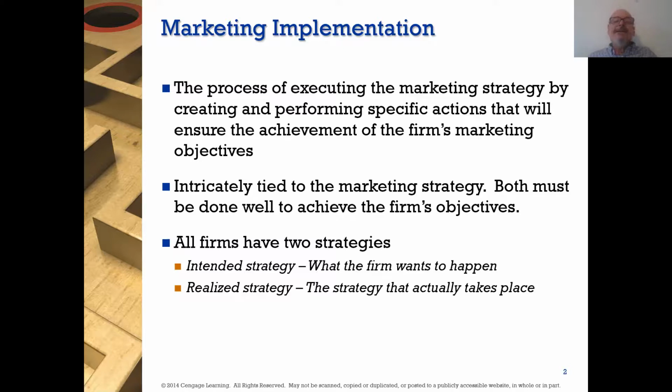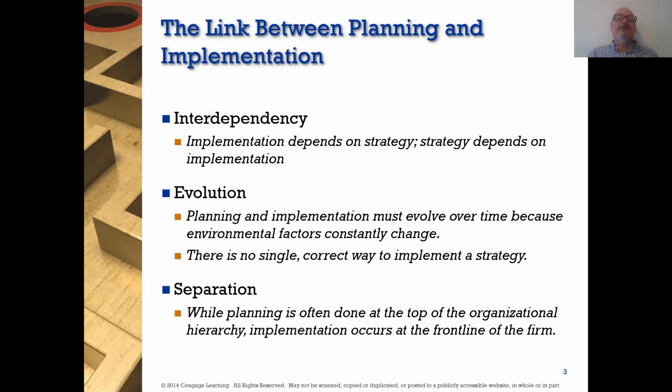All firms have two basic strategies: the intended strategy, which is what the firm wants to happen, and, you know what? The realized strategy, that strategy that actually takes place. Hopefully, there's not that much of a gap between the intended strategy and the realized strategy, but in reality, there is somewhat of a gap. So I need you to understand those two distinctions, and to think about ways that we can lessen the gap between those two.